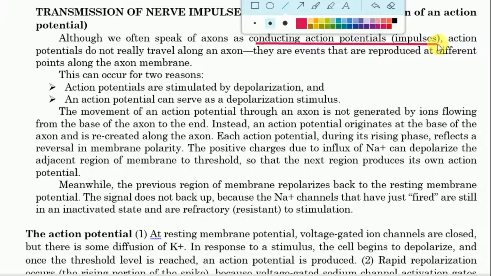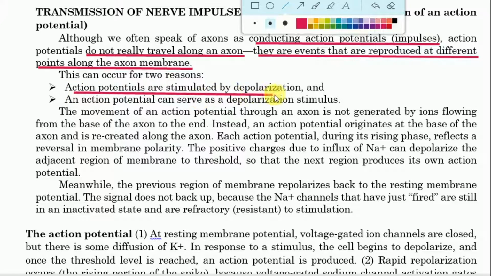So we are saying that although we often speak of axons as conducting action potentials or impulses, action potentials do not really travel along an axon, but they are events that are produced at different points along the axon membrane. This can occur for two reasons. The first reason, action potentials are stimulated by depolarization, and the second reason, an action potential can serve as a depolarization stimulus.